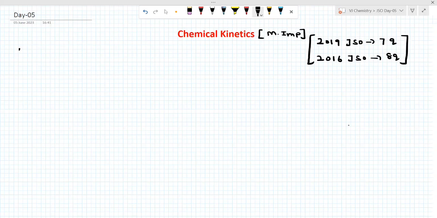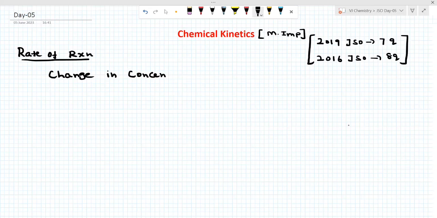Please note, what is rate of reaction? Please note, it is the change in concentration with respect to time. Okay, that is a rate.